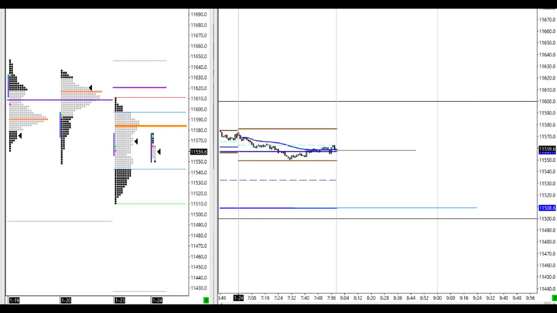So we need to see here at the cash open if we have a flash move down towards initial balance low and see if it holds, or if it goes further down, to go short against it for a move down to yesterday's lows initially.